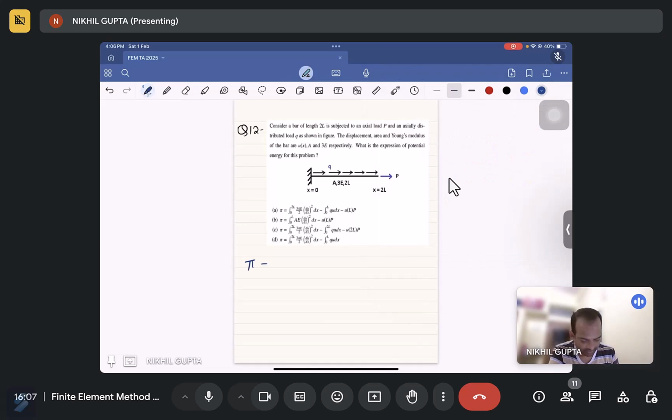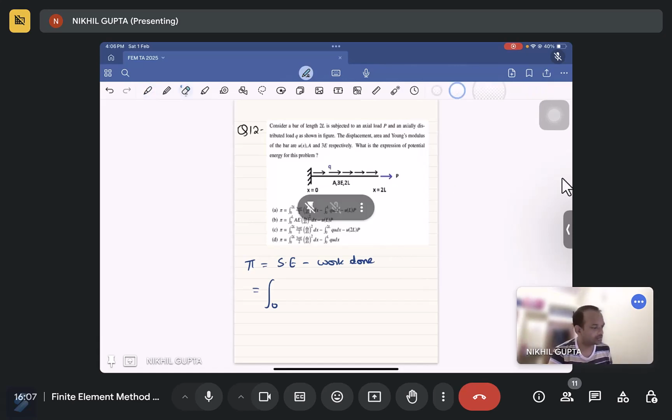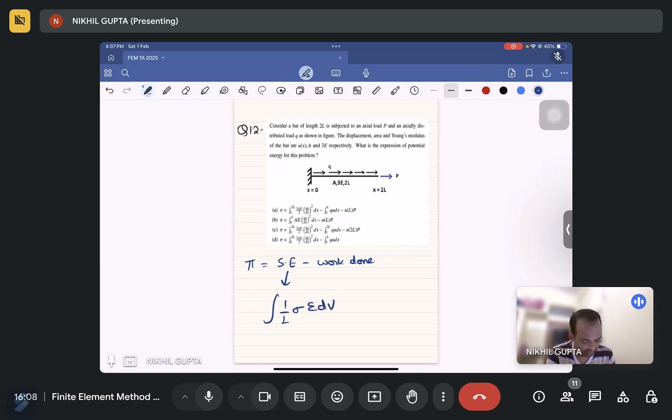So I'll tell you, pi will be strain energy minus work done. Work done will be calculated on the basis of the external forces, and strain energy we know from strength of materials, that will be integral 0 to 2L of half stress into strain dV. Are you agreeing with this, strain energy? I think you all know this.